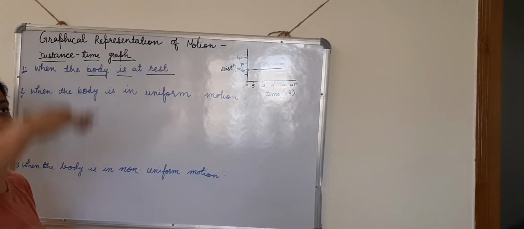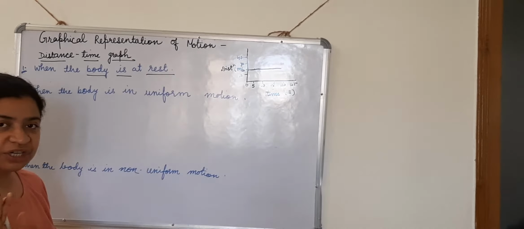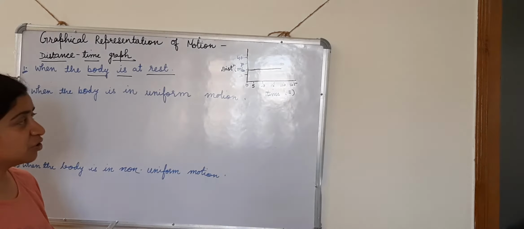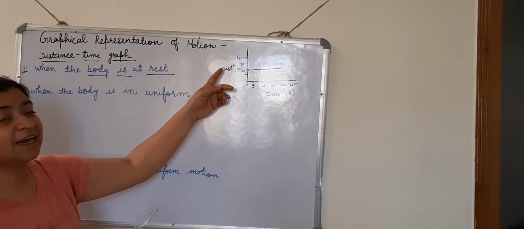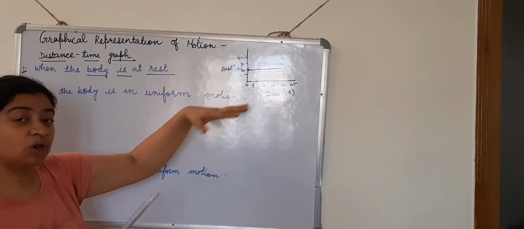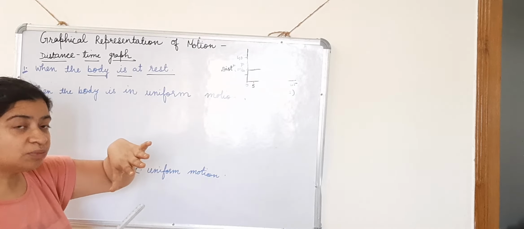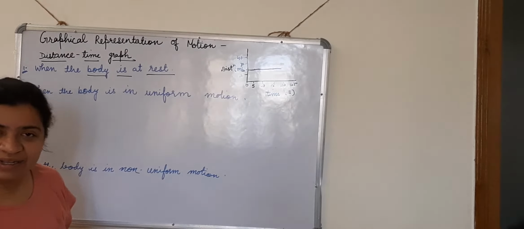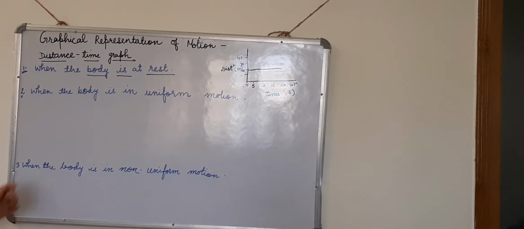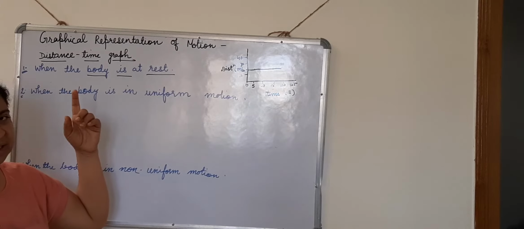It means the height of the distance time graph is not changing. If the height of the distance time graph is not changing, that means the object is at that particular place all the time. That means the object is not moving. If it is not moving, that means it is at rest. I hope it is very simple. I hope it is clear to you.